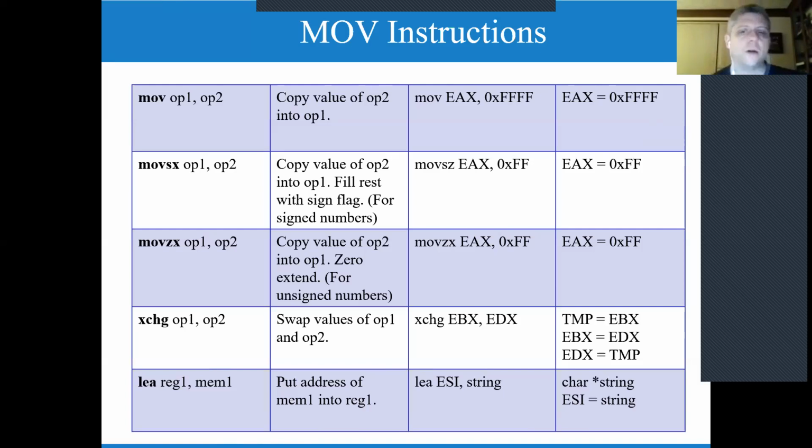I'm going to skip down to the very bottom to the LEA instruction. What this means is you'll have LEA, then a register followed by a memory location. All this means is put the address of the memory location into the register. In other words, load address into that register. So here we have the example, LEA ESI comma string, where string is some memory location.